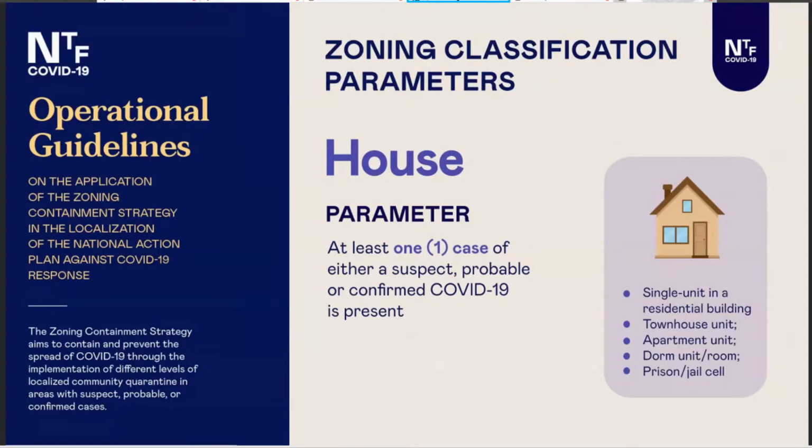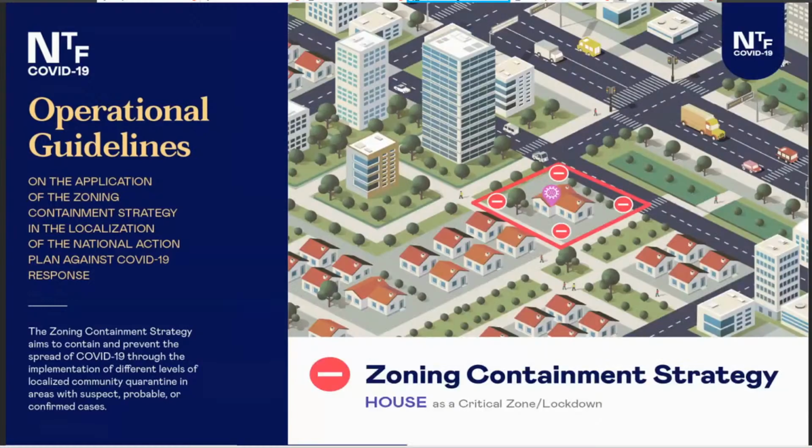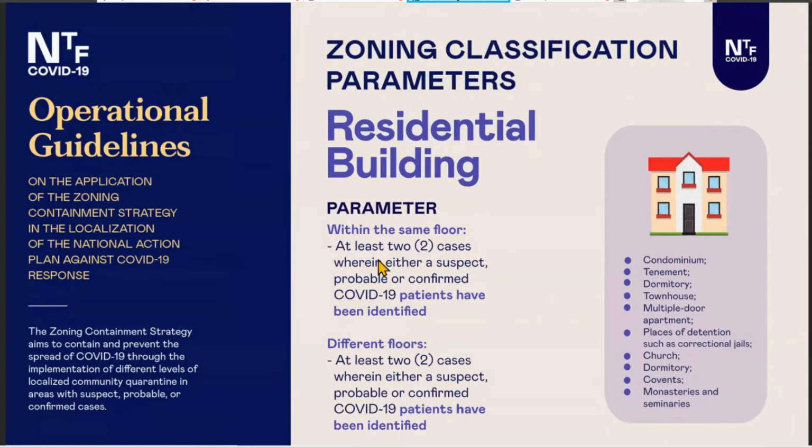So we define the house as a geographical unit defined as single unit in a residential building or enclosed physical structure over a plot of land. A house can also be a condo unit, a townhouse unit, apartment unit, dorm unit, or room unit. It can also be a prison or a jail cell, among others. And for a house to be categorized as critical zone, at least one case of either suspect, probable, or confirmed COVID-19 has to be present. So, how do we visualize this? Okay, ganito po yun. So, this is the geospatial representation depicting a house as a critical zone following the parameters previously discussed. So, next slide is the residential building.